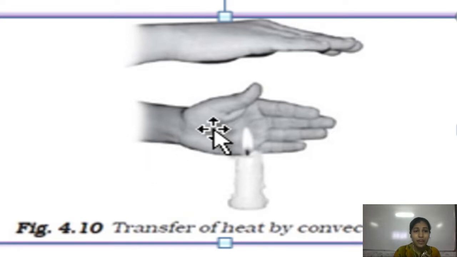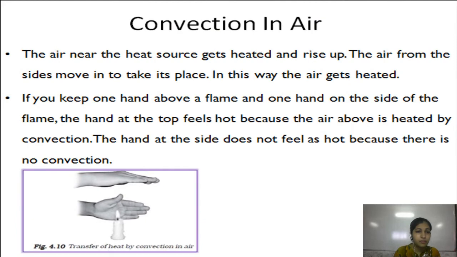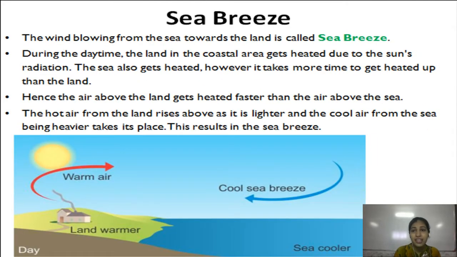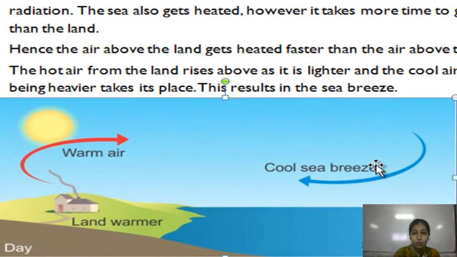Notice that towards the top, the air gets heated by the process called convection. Therefore, the hand above the flame feels hot. On the other side, however, there is no convection and air does not feel as hot as the top. So, due to the convection, sea breeze and land breeze. First is sea breeze. The wind blowing from sea towards the land. See this figure. From the sea, breeze blows towards the land and it is called sea breeze.